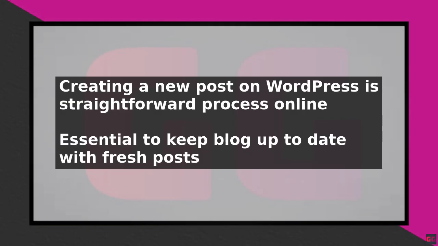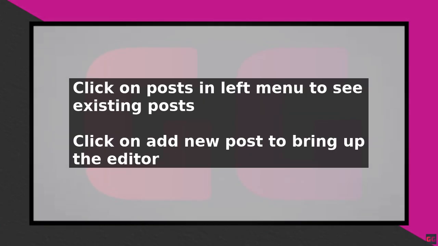To start, click on Posts in the left menu, where you'll see all existing posts. From there, click on Add New Post, either in the left menu or at the top. This will bring you to the editor, where you can name your post and add blocks if you have the block editor. You can then design your post as desired and click Publish at the top right.